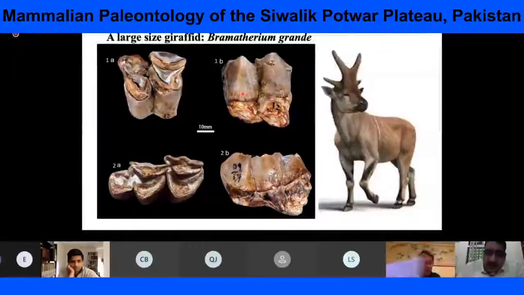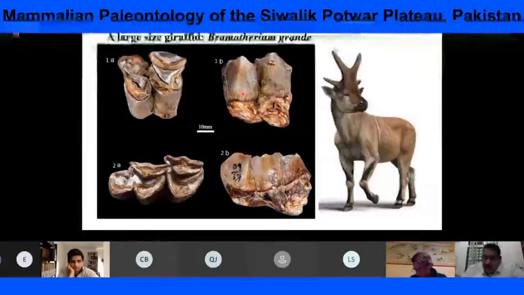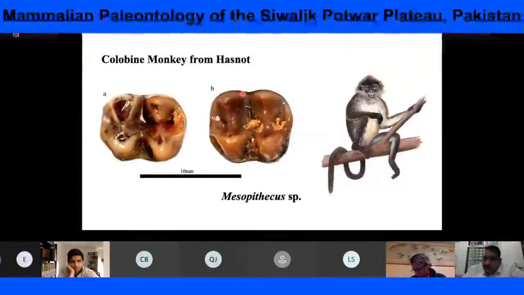Colobine monkeys are also collected from a succession of the Dhok Pathan formation. In a typical colobine molar, the cusps are tall and have steep slopes and are oriented near the buccal and lingual margin of the crown. The buccal and lingual pair of cusps are connected. You can see this in these specimens.